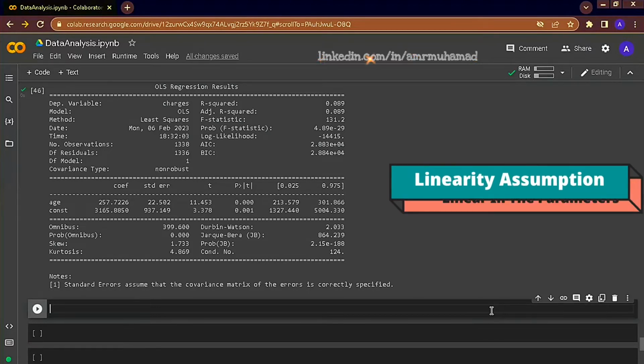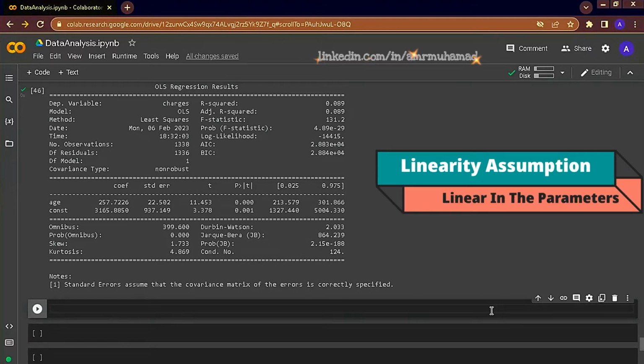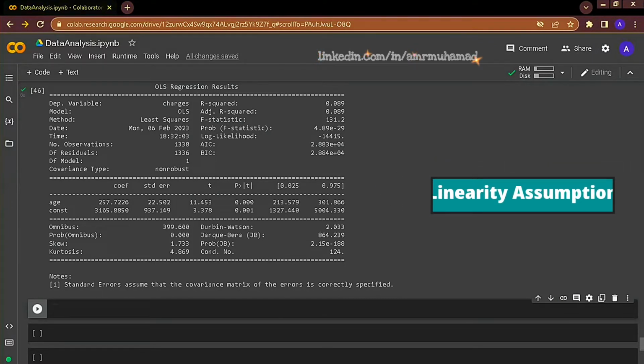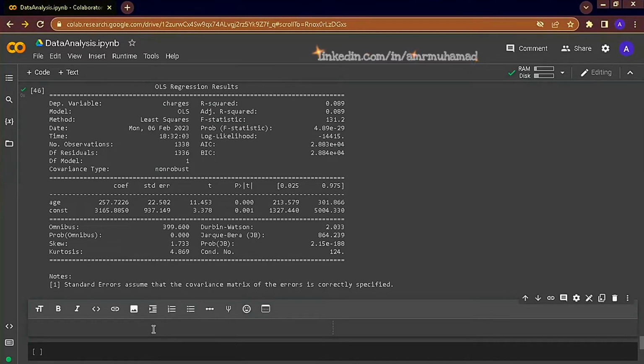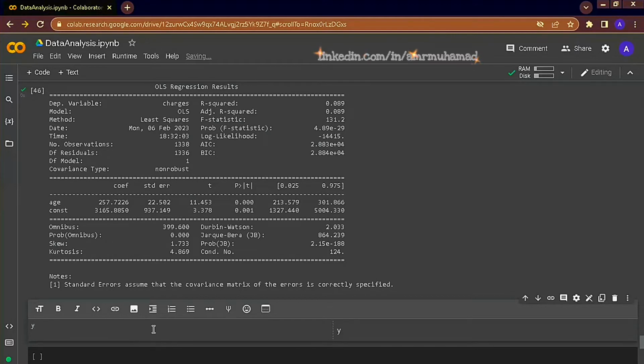The first and most obvious assumption is the existence of a linear relationship between the two variables being measured, the dependent and independent variable. And linearity here refers to the parameters of the model. Any linear model consists of a dependent variable, referred to as y, and in our case here it will be the insurance charges, equal to the intercept, and the intercept here is the amount of y when all other parameters of the model are equal to 0.